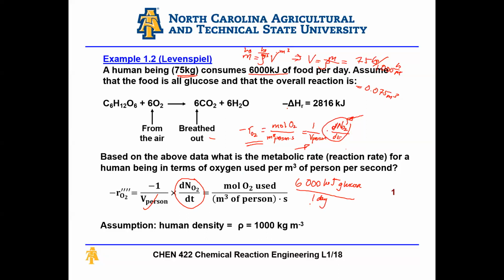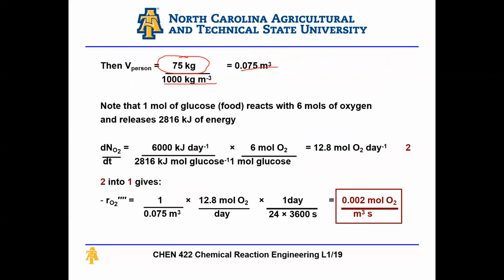And then you're also given a reaction rate, which is 2816 kilojoules per 1 mole of glucose, right? So I can use these two pieces of information to get the change in number of moles of glucose per day. If I divide this value by this value, I should get the change in number of moles of glucose per day. So let's have a look here.